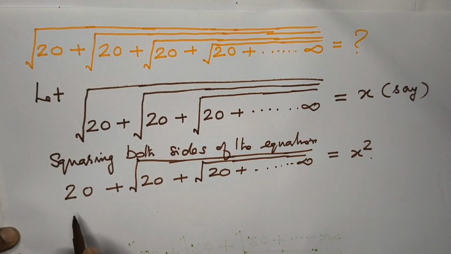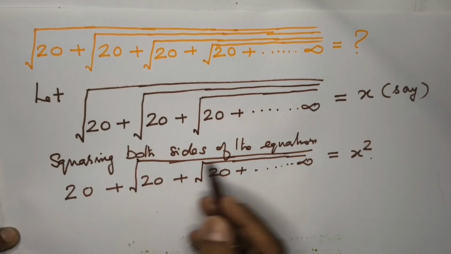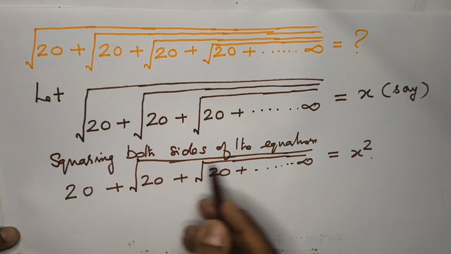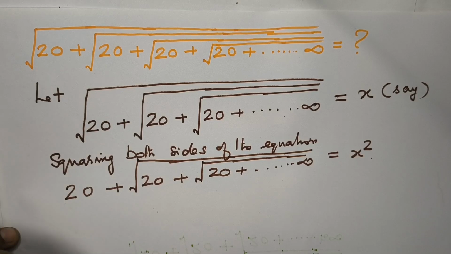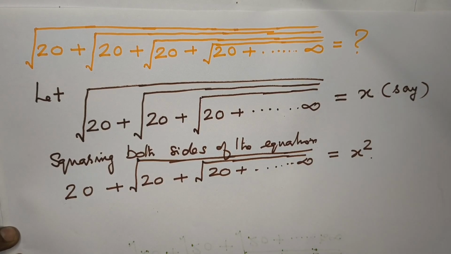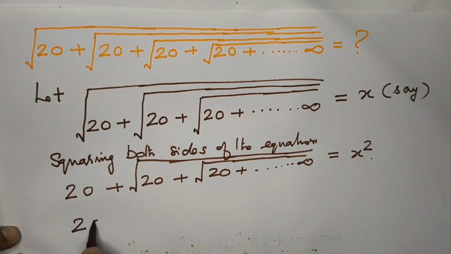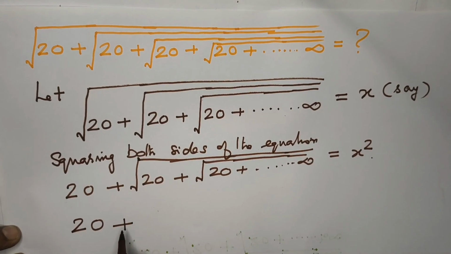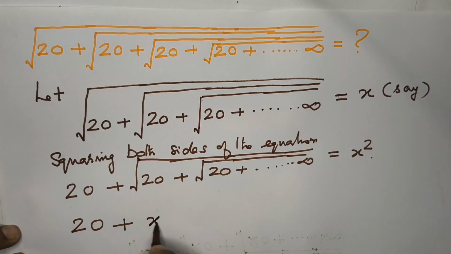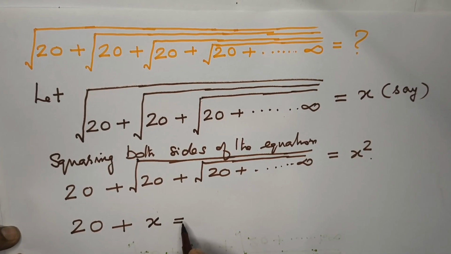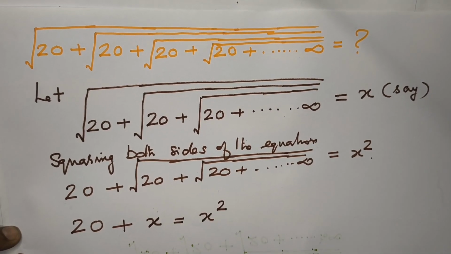When 20 comes out, what do you have in the rest of the series? Actually, the same series is getting repeated. Only thing is that 20 has come out and one root sign is gone. One root sign out of the infinitely many root signs is getting eliminated. So you can write it like this: 20 plus this one is nothing but x. Can you see that? And the right side is x squared.